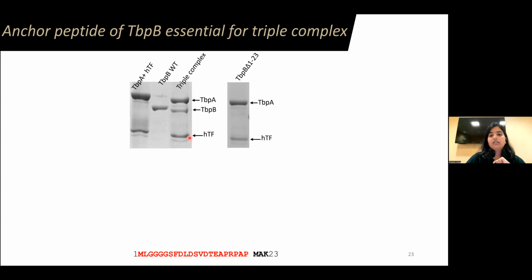But when we deleted these 23 residues initially, we just chopped the whole region first. We don't see that middle band in our pull down anymore, which gives us the confidence that yes, these 23 residues are actually required for the triple complex formation. Anchor peptide is doing something really significant in the complex formation.